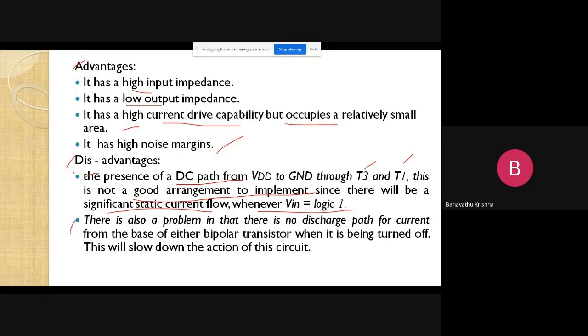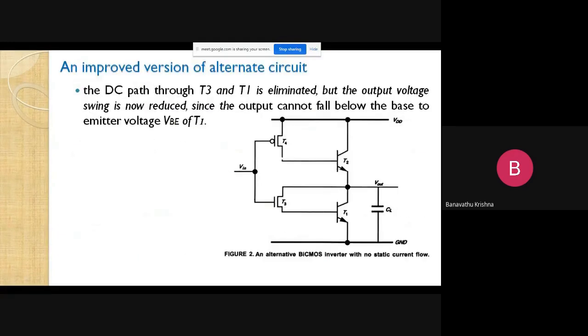There is also a problem that there is no discharge path for current from the base of either bipolar transistor when it is being turned off, so this will slow down the action of this circuit. Next, we go for an alternative circuit, an improved version. Here the DC path through T3 and T1 is eliminated, but the output voltage swing is now reduced, since the output cannot fall below the base-emitter voltage of T1.